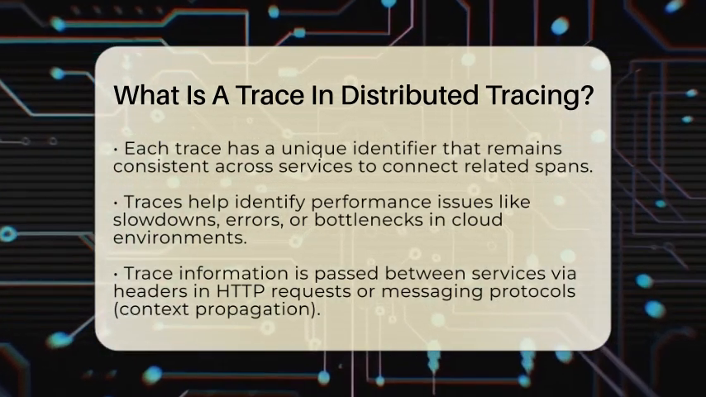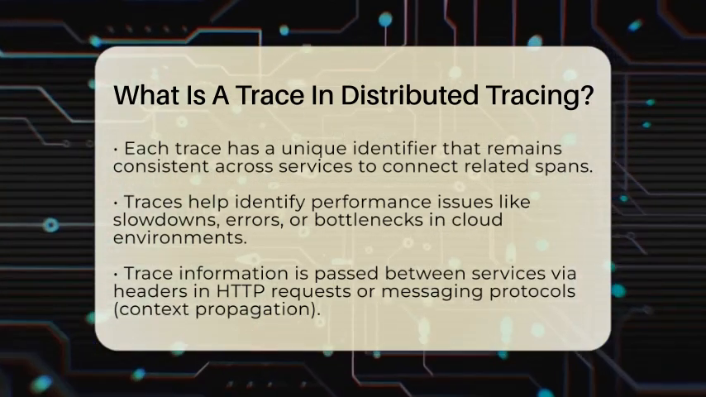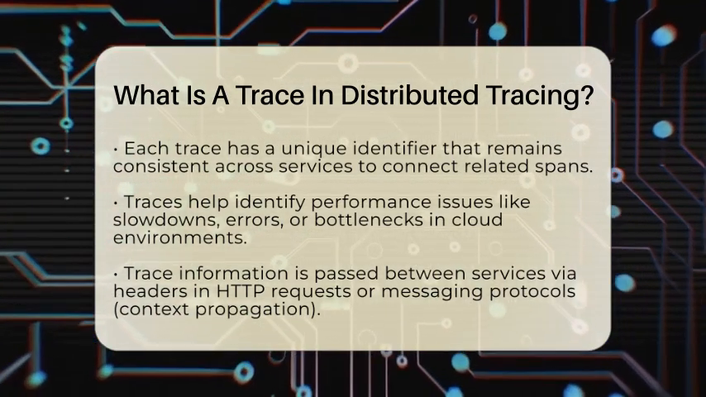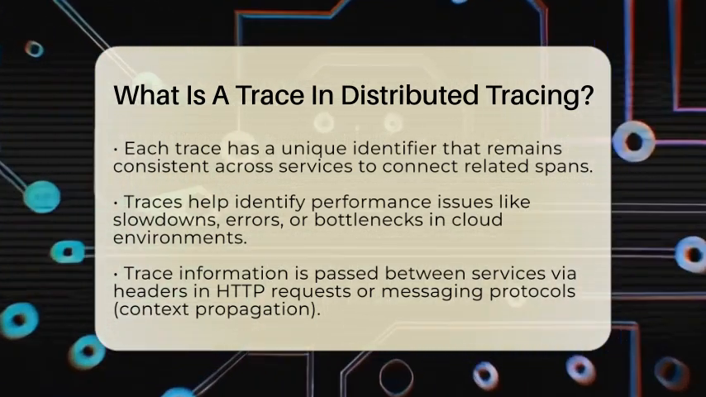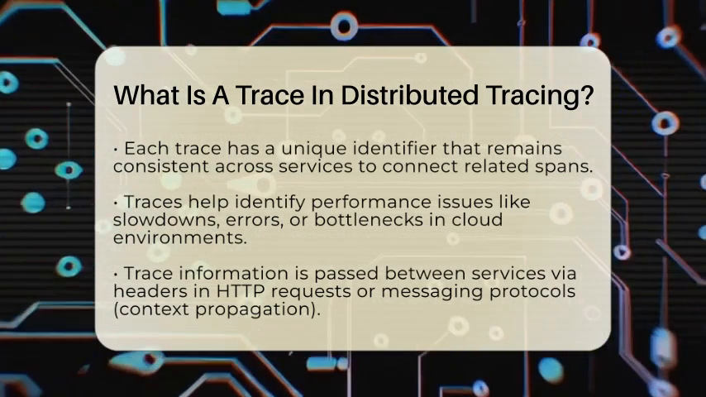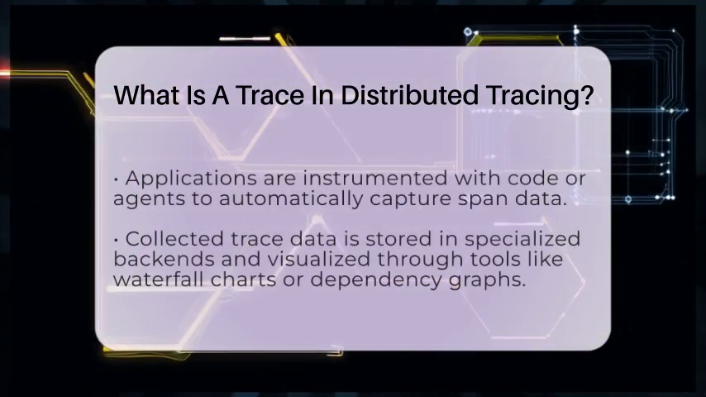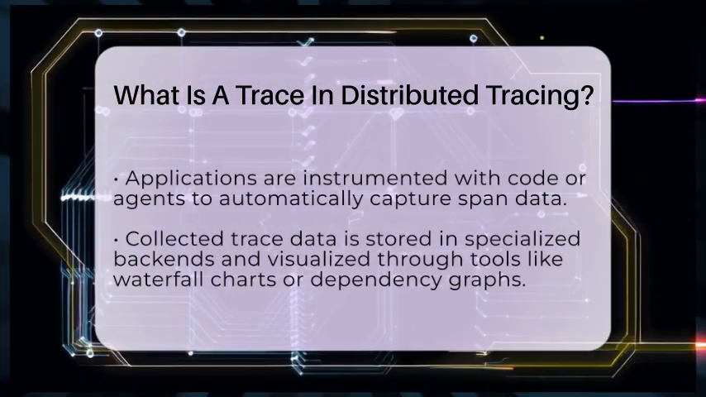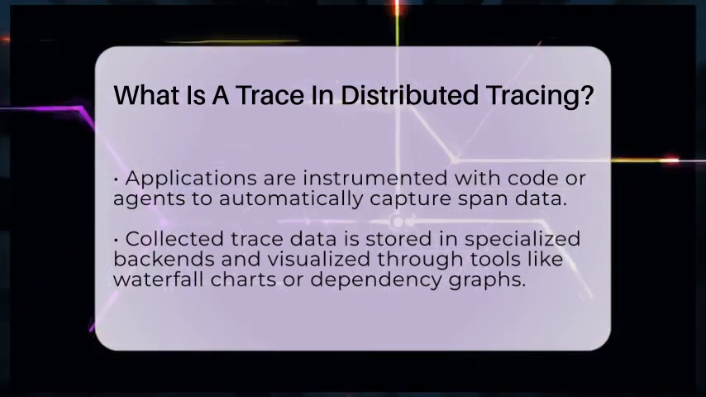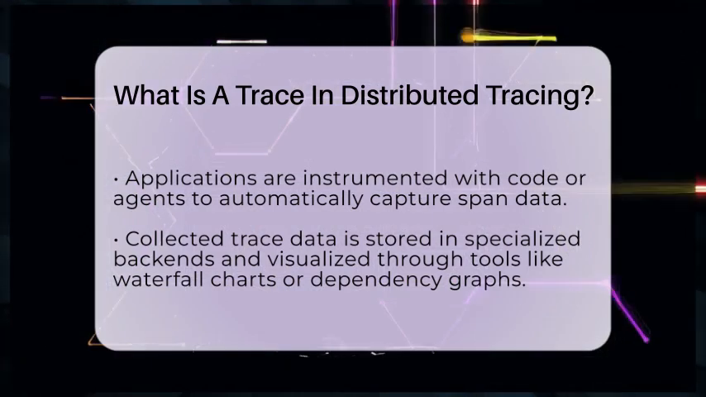In cloud setups like Amazon Web Services, Microsoft Azure, or Google Cloud, traces are essential for understanding system performance. They help identify slowdowns, errors, or bottlenecks by showing exactly where delays happen. For example, if a user's request takes longer than expected, tracing can reveal whether the issue is in the database, the application server, or somewhere else.